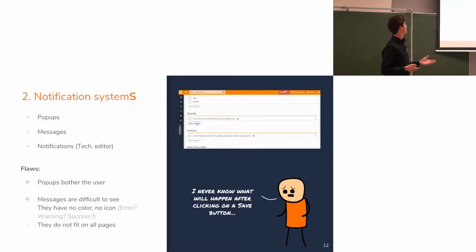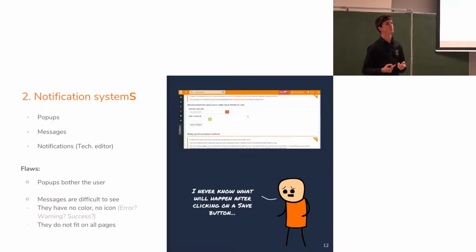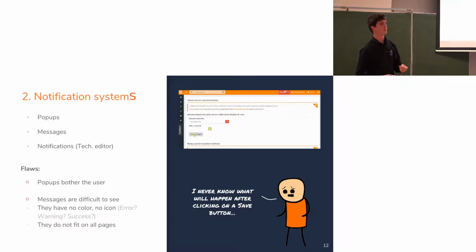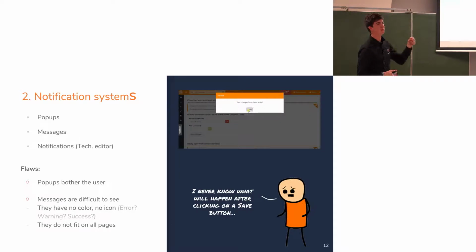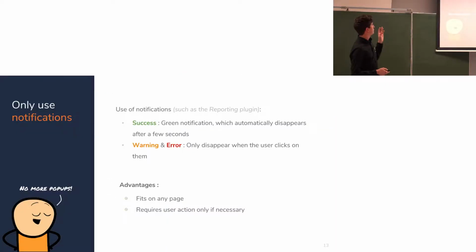Messages are difficult to see. They appear next to the button, as you can see on the GIF, but they have no color and no icon, so it's difficult to see if it's an error or a success. So these messages do not directly bother the user, but they make him waste time, because to know what the message means, he has to read it. To improve that, we are looking at using notifications.